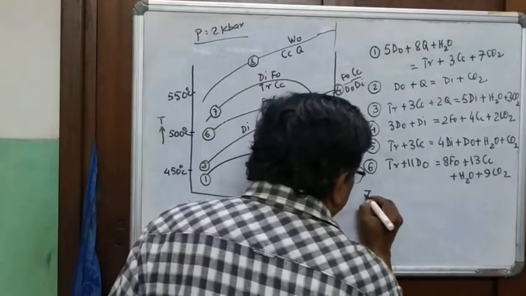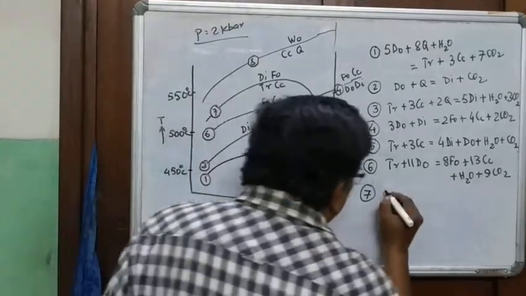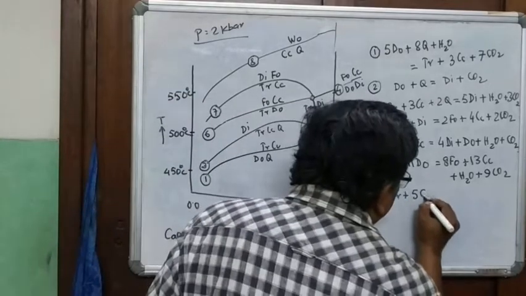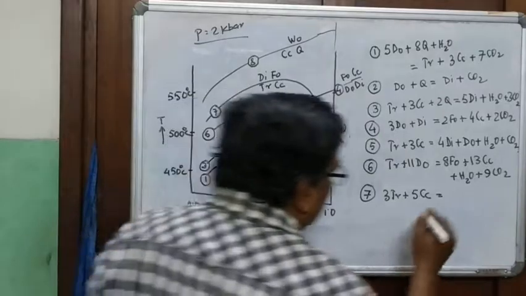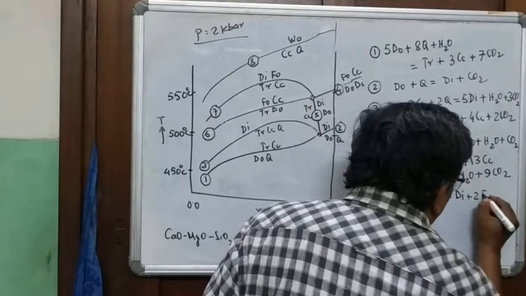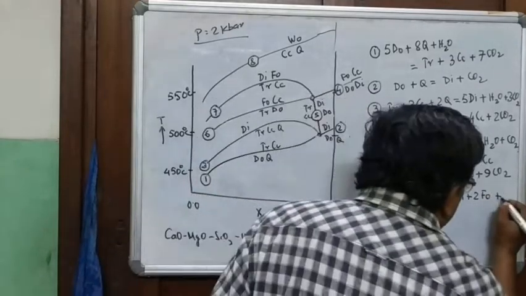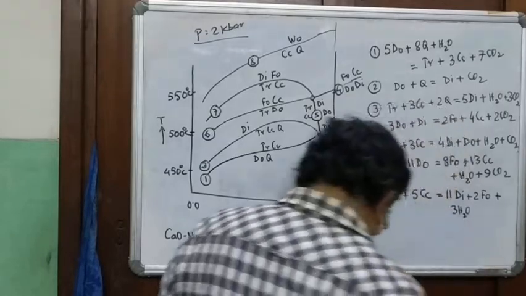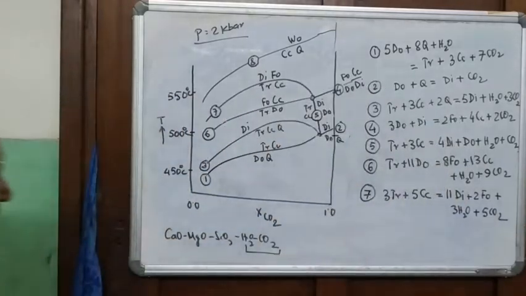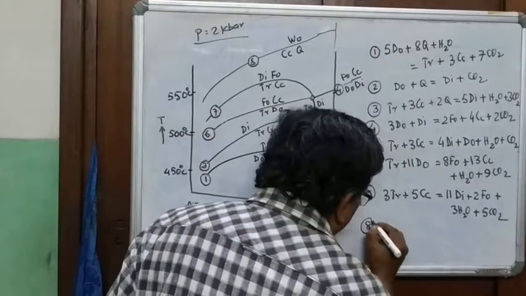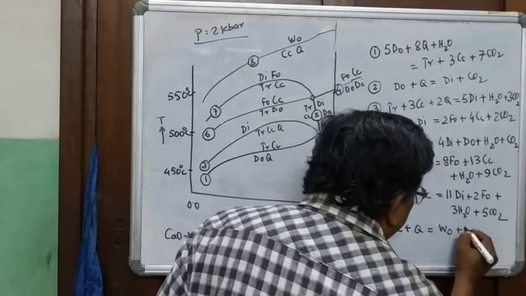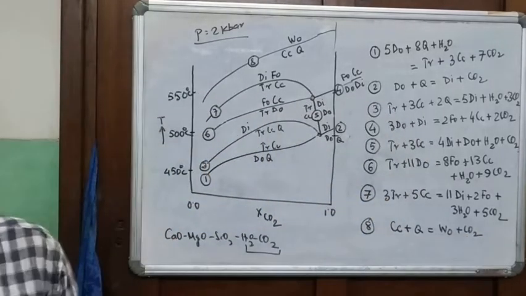Then we come to 7, and this is 3 tremolite plus 5 calcite is equal to 11 diopside plus 2 forsterite plus 3 H2O plus 5 CO2. And the last reaction, which you know very well, is calcite plus quartz is equal to wollastonite plus carbon dioxide. These are the reactions.